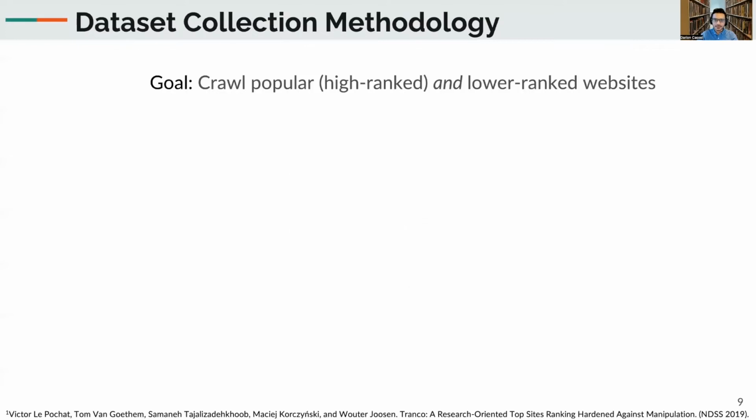Having developed this infrastructure, our goal in crawling was to crawl both popular, high-ranked websites as well as lower-ranked websites that are less popular in order to gain a balanced picture of the current state of web tracking. To do this, we selected websites from the Tranco ranking, which we used over the more well-known Alexa ranking for its increased stability and manipulation resistance.